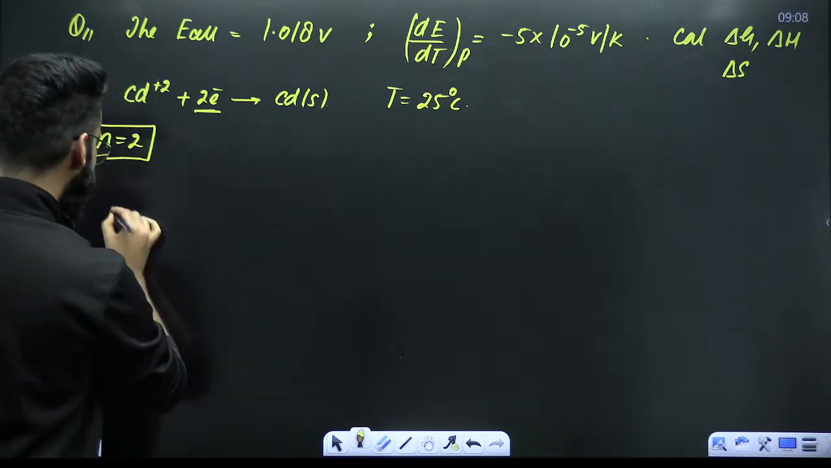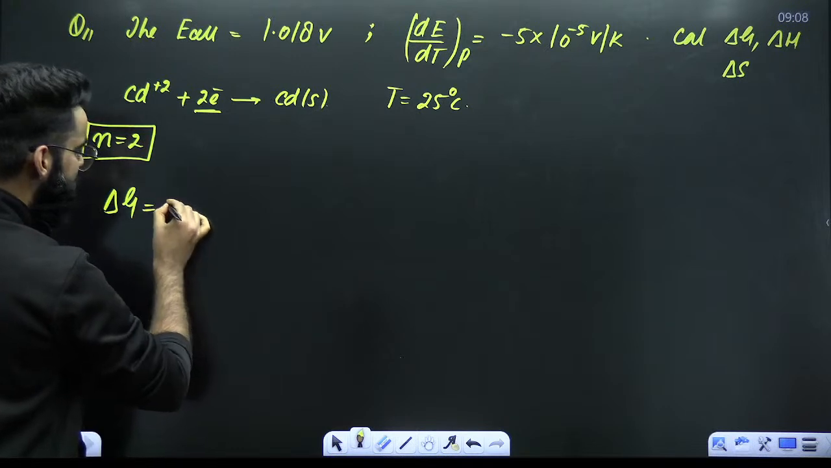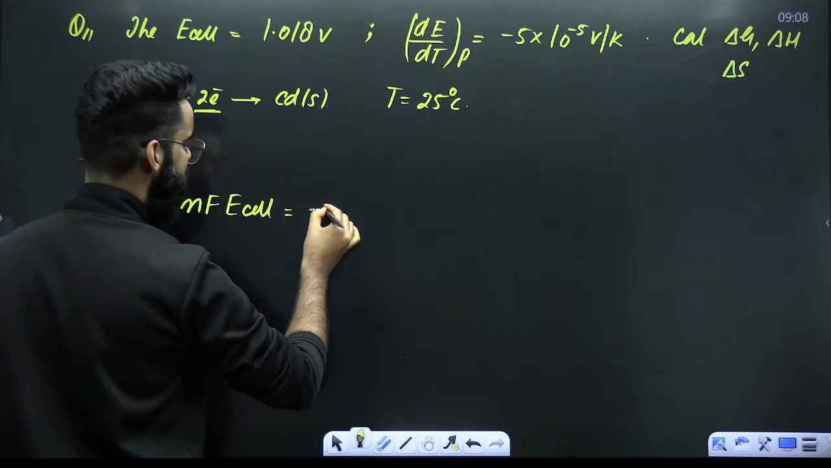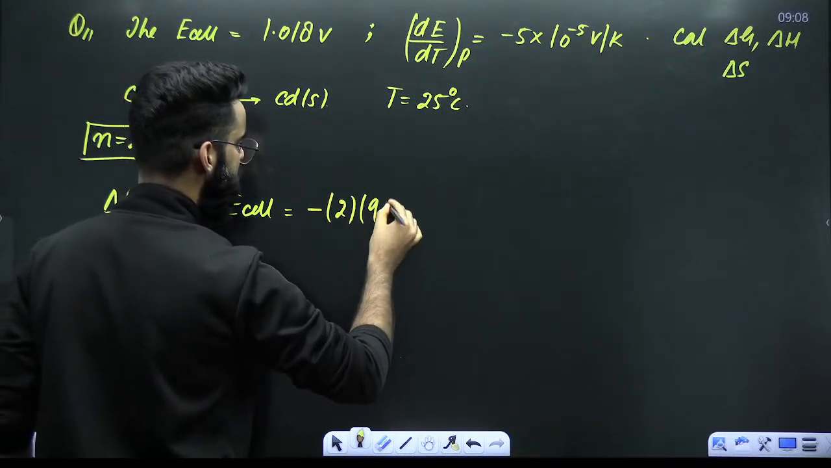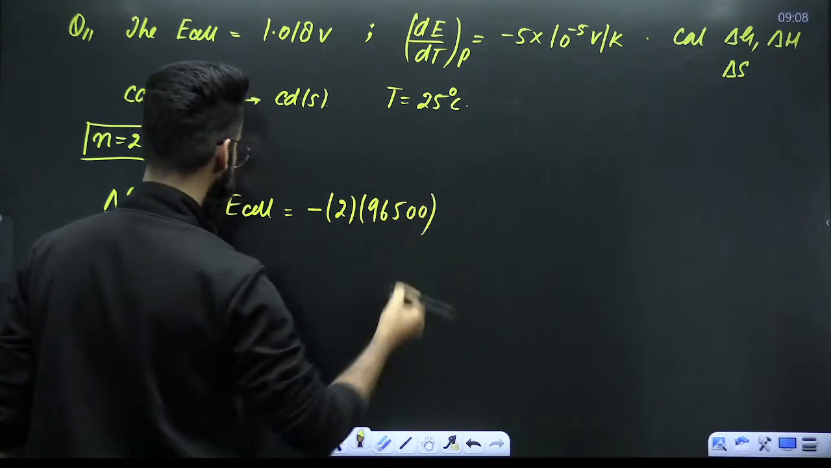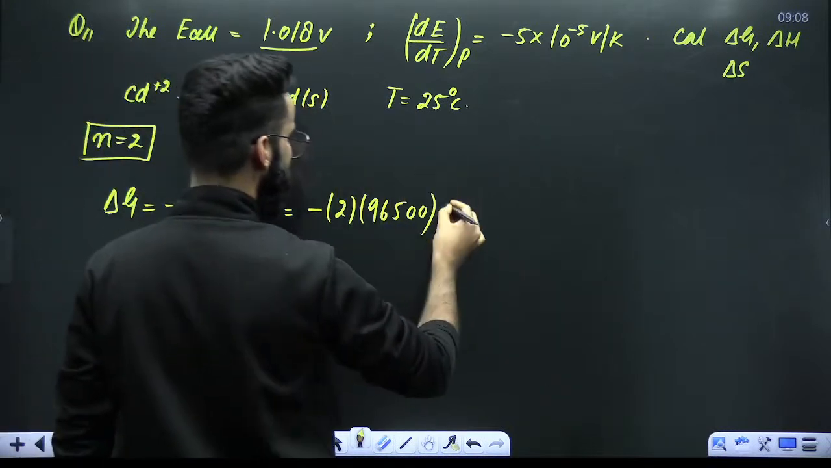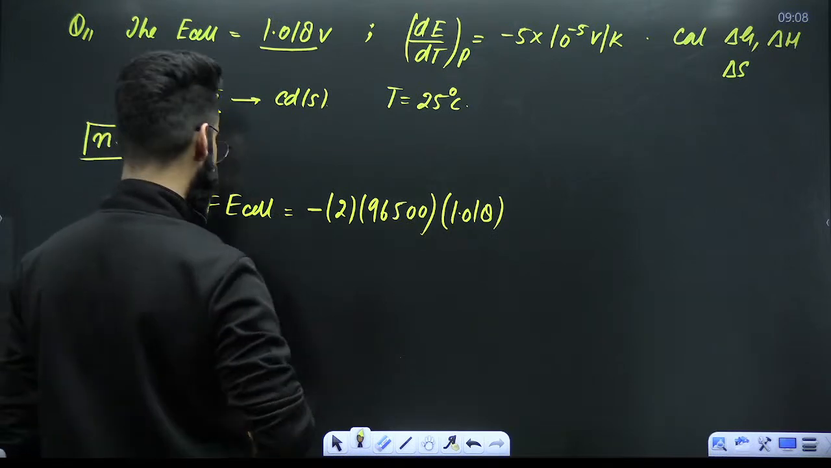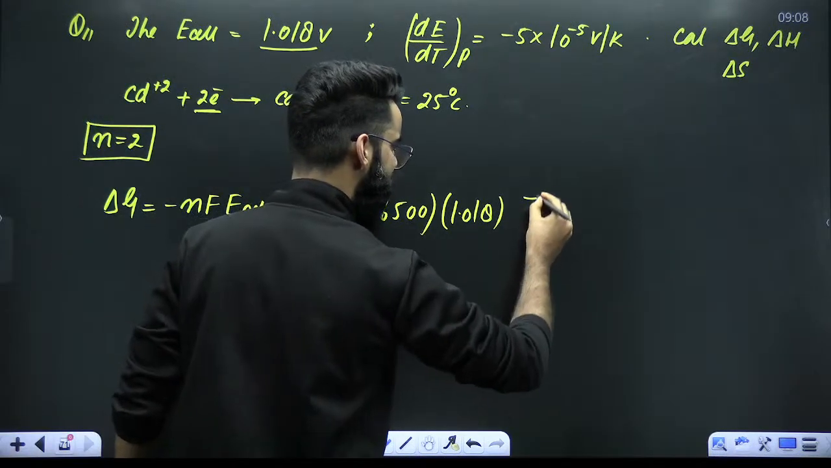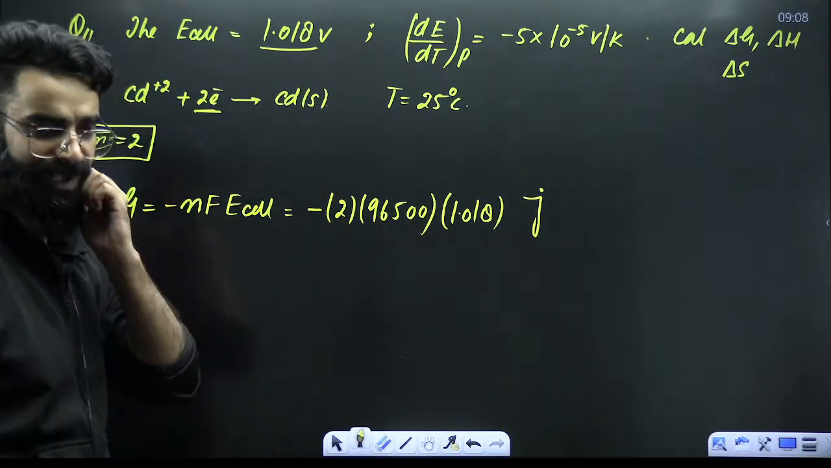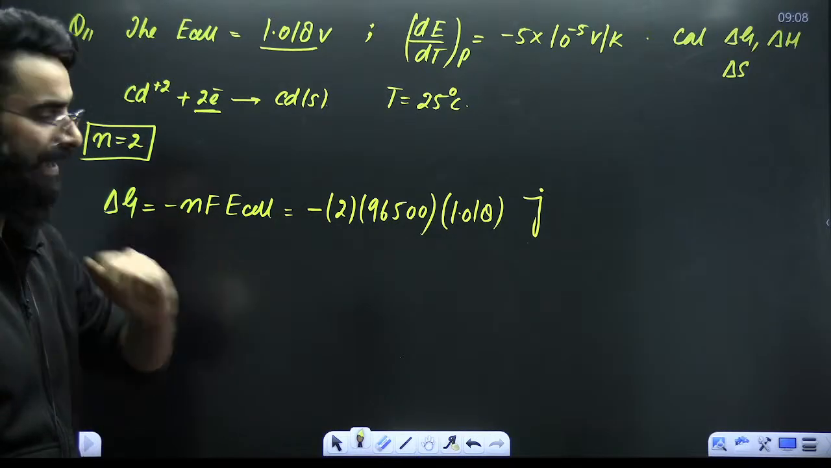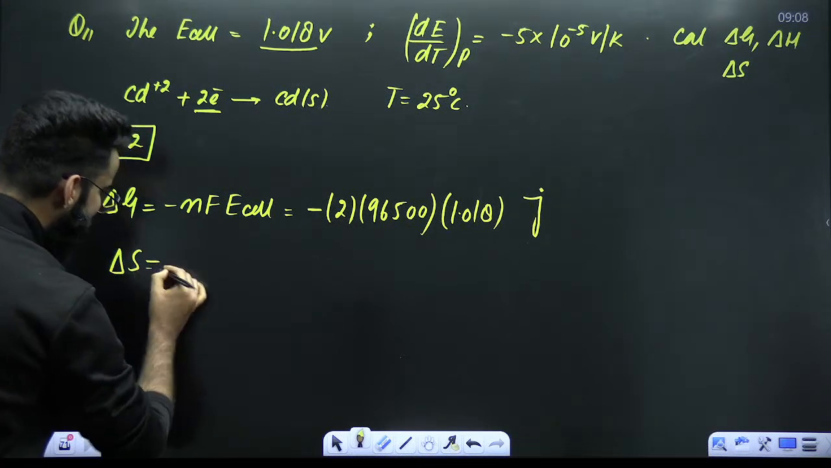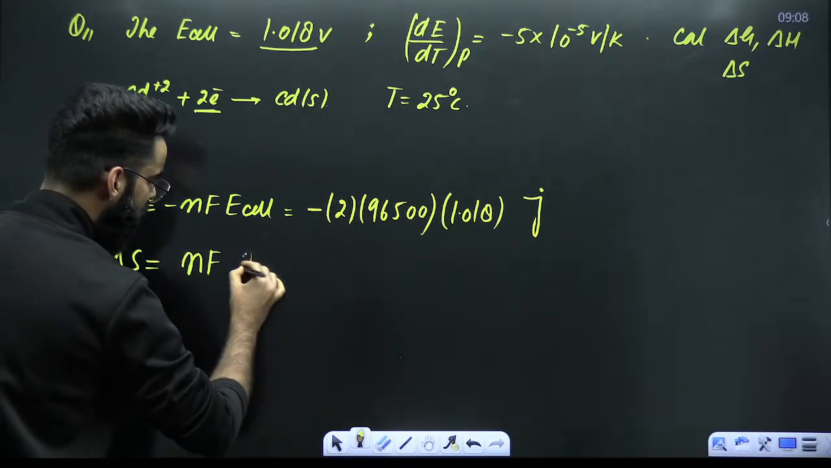Now, delta G. Delta G is nothing but minus n F E cell. So minus n, the value is 2, Faraday's constant 96500 coulombs, and E cell value is also given, 1.018 volts. Every value is taken as per the SI system, which means delta G will also come as per the SI system. As per the SI system, the unit of delta G is joules. So the final answer will be in joules.